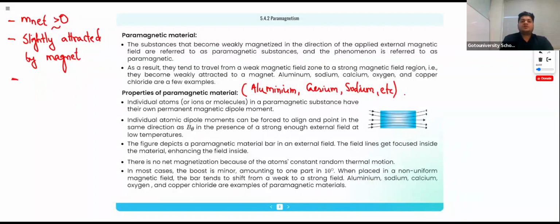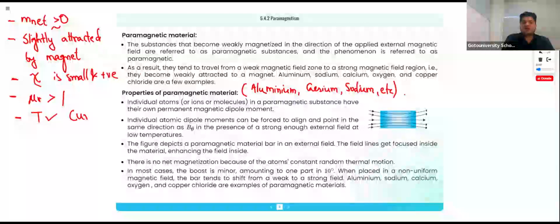So what are the properties of paramagnetic material? The first property: net magnetic dipole moment will be slightly greater than zero. Then it will be slightly attracted by a magnet. Third, susceptibility is small but positive. The next one, the relative permeability is slightly greater than 1. Temperature will affect paramagnetic material, hence Curie's law will be obeyed.